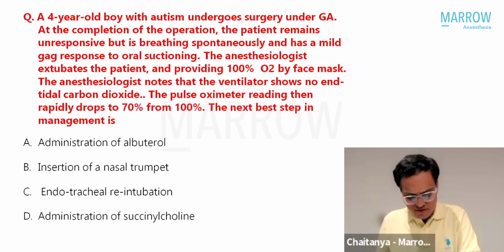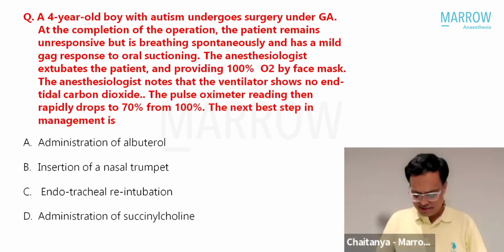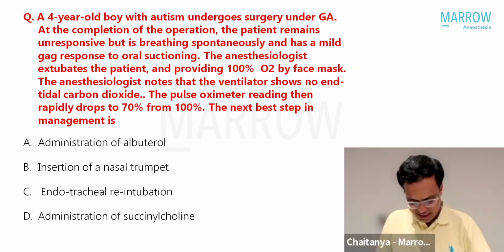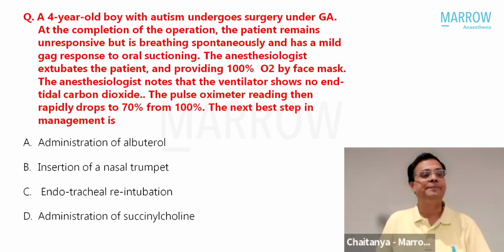A 4-year-old boy with autism undergoes surgery under general anesthesia. At the completion of the operation, the patient remains unresponsive but is breathing spontaneously and has a mild gag response to oral suctioning. The anesthesiologist extubates the patient and provides 100% oxygen by face mask. The anesthesiologist notes that the ventilator shows no EtCO2. The pulse oximeter reading then drops rapidly from 100% to 70%. What is the next best step in management? Administer albuterol, insert a nasal trumpet, endotracheal reintubation, or administer succinylcholine?